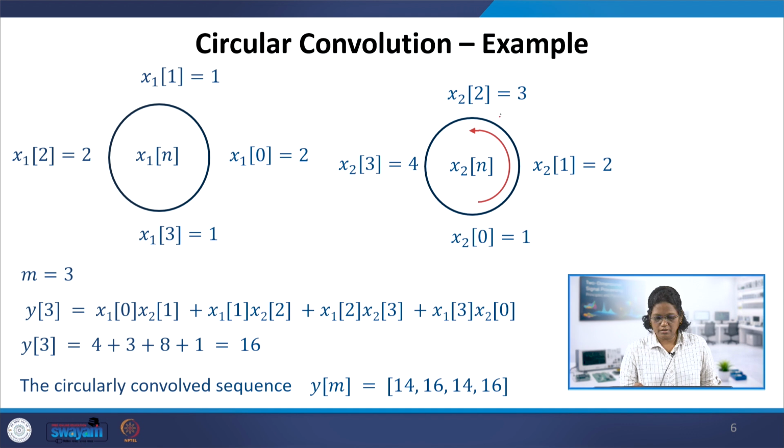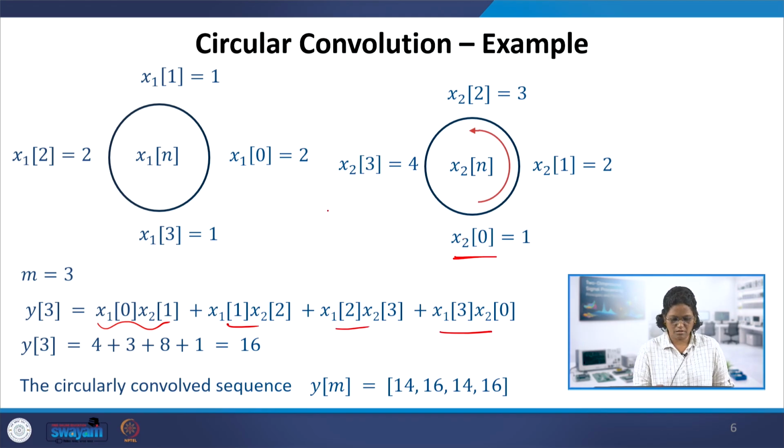And for the next value, m equal to 3, because we have the indices 0, 1, 2, 3 for m, because the sequence is also 4 samples each. So again, one more position, you can see that x2 0 has come to this position, and each one has been moved one position ahead, and with the respective position you can multiply 0, 1, 1 and 2, and 2 and 3 here, and 3 and 0. So that's what we get from this. The summation is resulting 16.